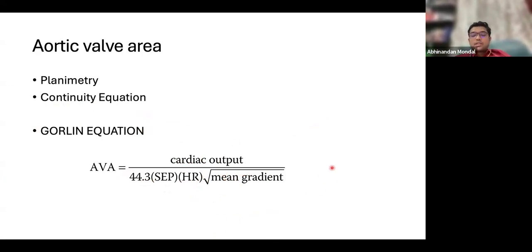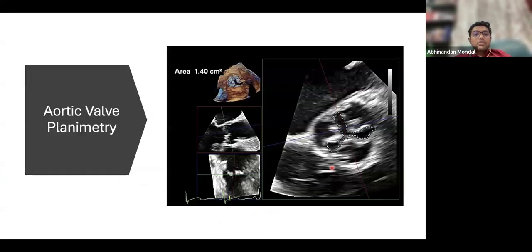So, as we are discussing echocardiography, I'll focus on planimetry and the continuity equation. This aortic valve planimetry is mostly done in your mid-esophageal aortic valve short axis view. Many times our aortic valve remains calcified. The calcification is not a homogeneous thing. One leaflet may be more calcified, one leaflet may be less calcified. Always remember, NCC is the leaflet which more commonly becomes more calcified.